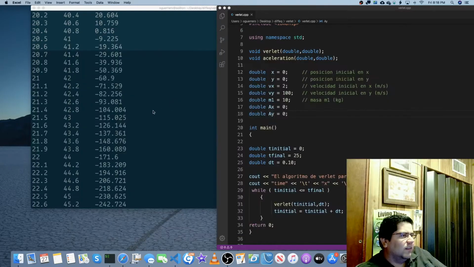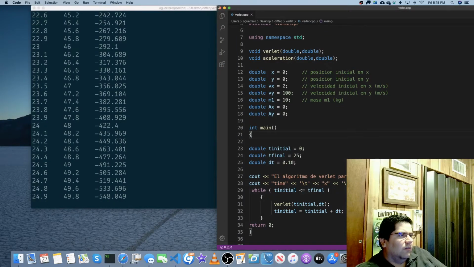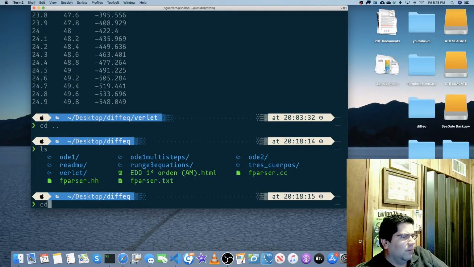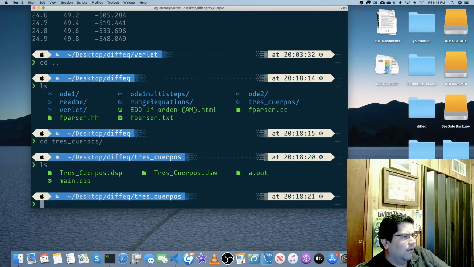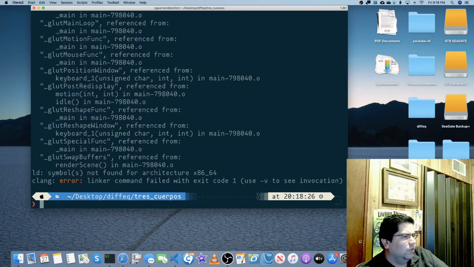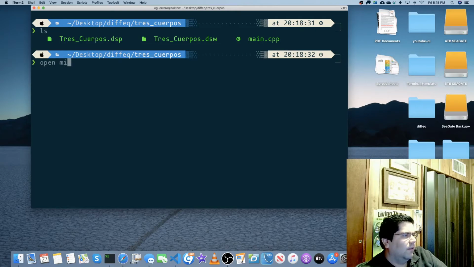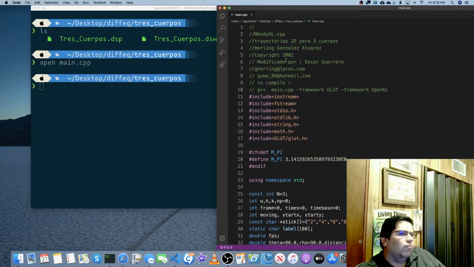I'm gonna exit from here, and I'm gonna close this already. Then I'm gonna show you the three-body problem right here. I'm gonna compile this for you guys. Oh, okay, let me open my main CPP so I can see. Well, this program, because we have a copyright, this is from 2002, and I may have some modifications to the program. And actually here we can have that information.